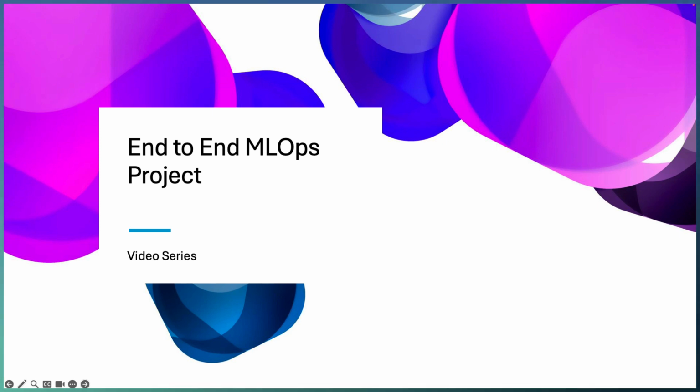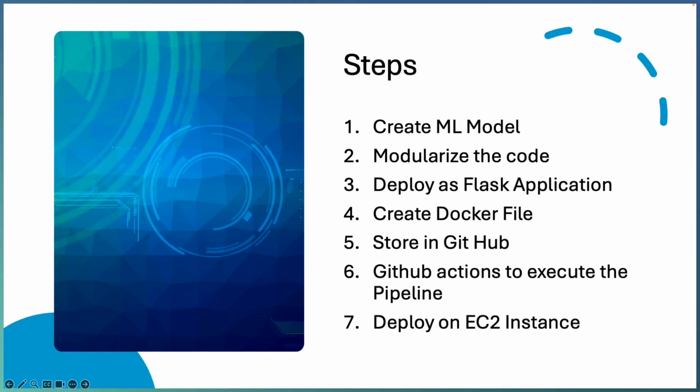Now this is a hands-on project and we'll be performing all the steps which we generally follow when we build any MLOps project. So these steps would include we'll create the model, we'll modularize the code, we'll deploy it as a Flask application, we'll create a Docker file, we'll store the code in the GitHub repository, and we'll be making use of GitHub Actions in order to perform CI and CD, that is continuous integration and continuous deployment. And at the end, we are going to deploy it into the EC2 instance.